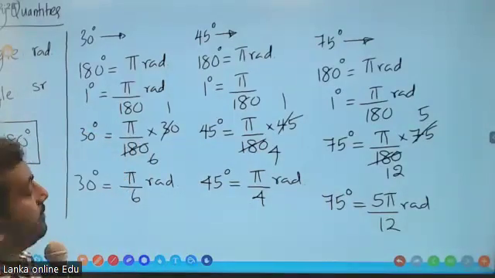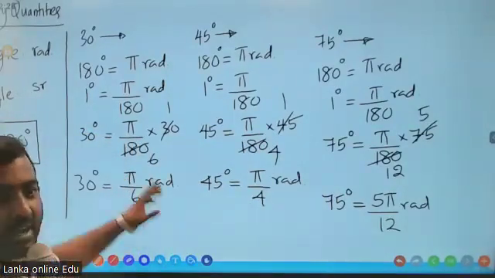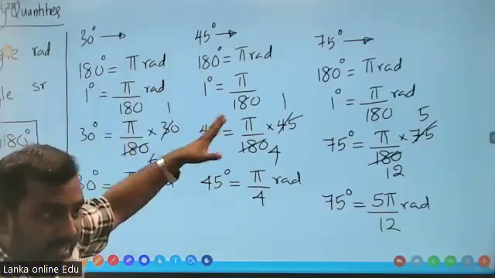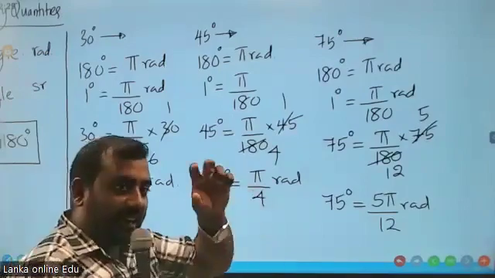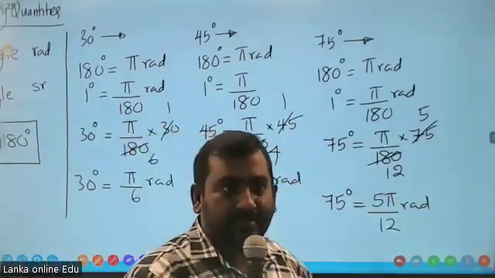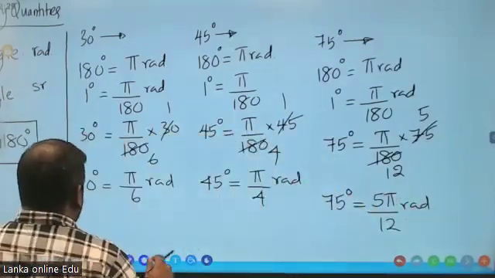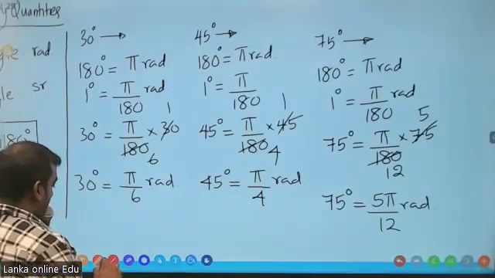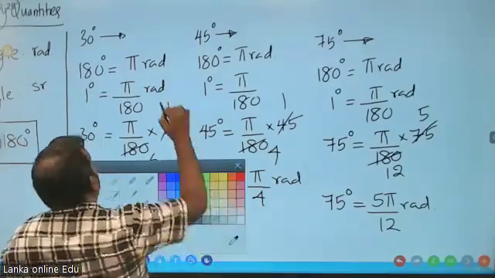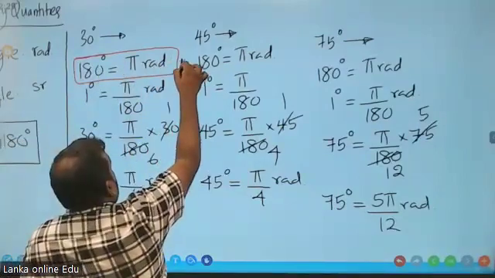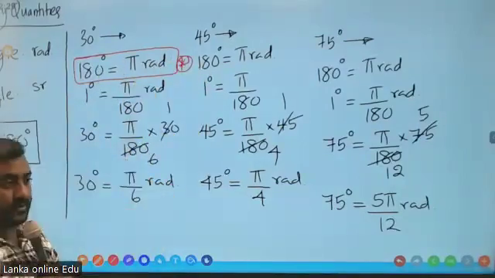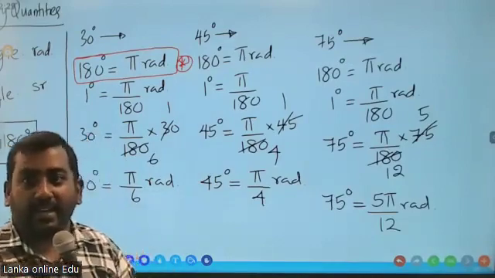So there you go. That's how you convert degrees to radians. Also, you can convert radians to degrees. What's the equation we are using? We are still using this equation. Don't forget, very simple conversion. 180 degrees is pi radian. That's the conversion rule.